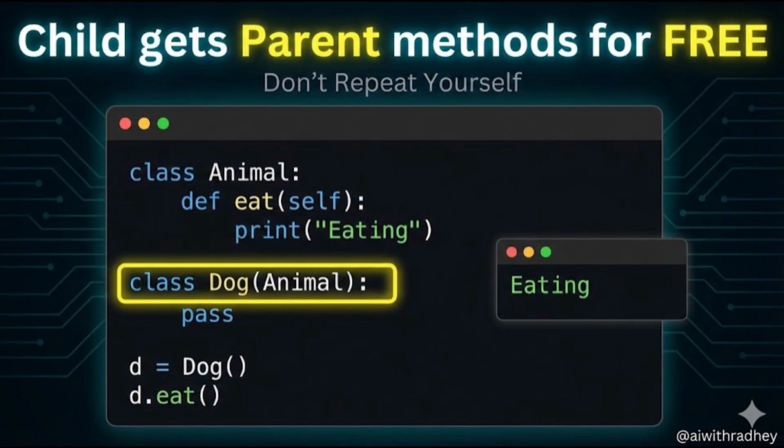Inheritance lets one class borrow everything from another. Here, Dog inherits from Animal. Even though Dog doesn't define the eat method, it still gets to use it for free. That's one of the biggest advantages of OOP. Reuse what already works and avoid repeating the same code over and over.